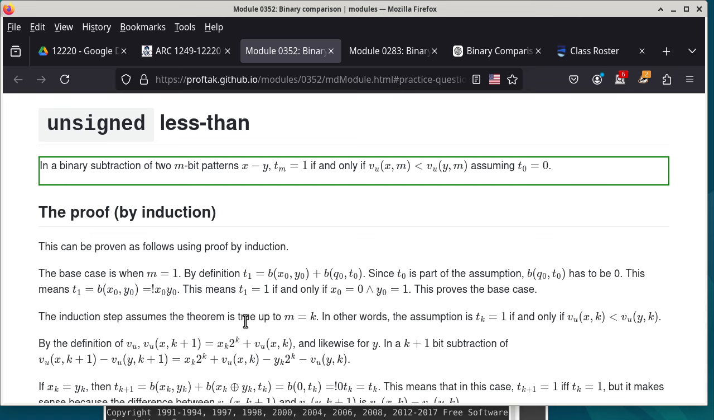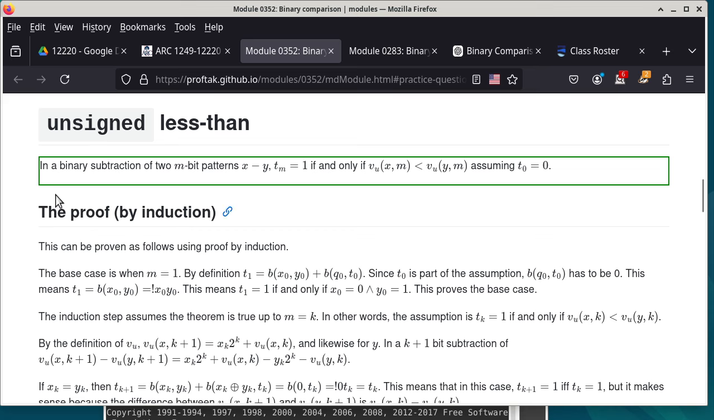Because the whole purpose of this particular module is to ask the question, is x less than y in a subtraction? We don't really care about the difference. Well, we care enough, only to the point that we can determine whether x is less than y or not. Because this portion is circled in a green rectangle, that means it is important. If you want to ignore the rest of this entire module, this is the portion that you should not be ignoring.